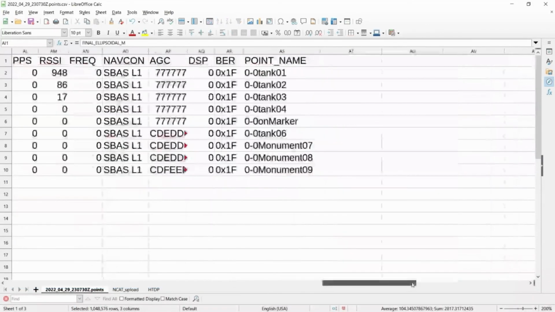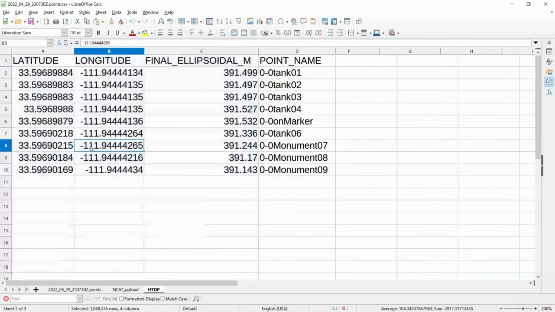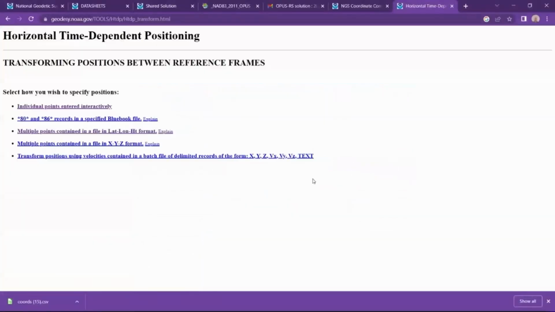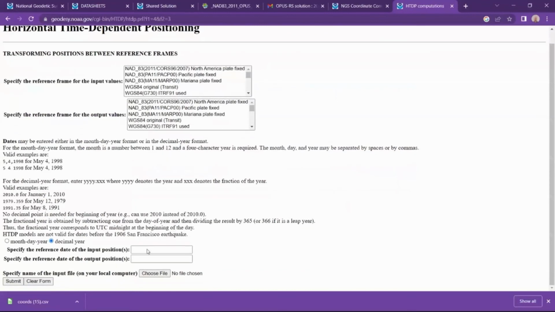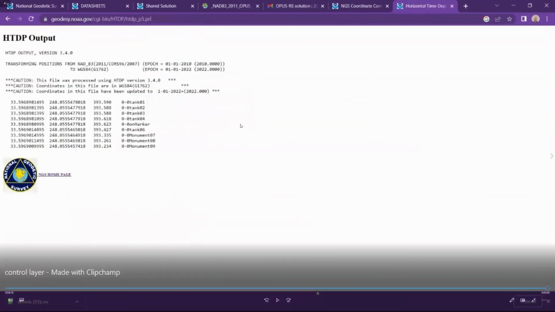So we're going to use a different tool called HTDP, the Horizontal Time-Dependent Positioning tool, also available from the same website. So we're going to go over there. We're just going to go ahead and choose our file, just a simple CSV with the lat, long, and ellipsoidal height. We're going to go ahead and choose our datums we want to transform between, the dates of the epochs, and right here you can see our transformed points show up on the screen.